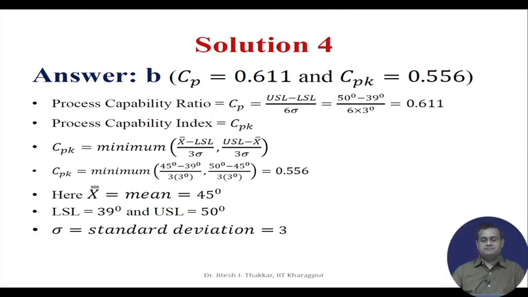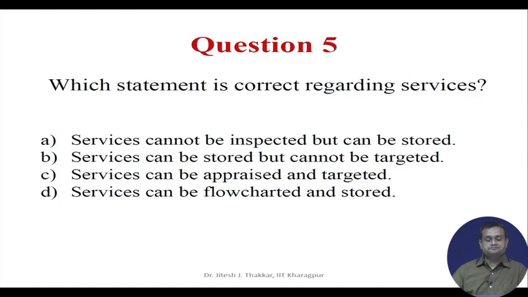You can find Cp, which comes out to be 0.611. You can find Cpk, which comes out to be 0.556. x double bar is the mean, 45 degrees, LSL is 39 degrees and USL 50 degrees, and standard deviation is 3.